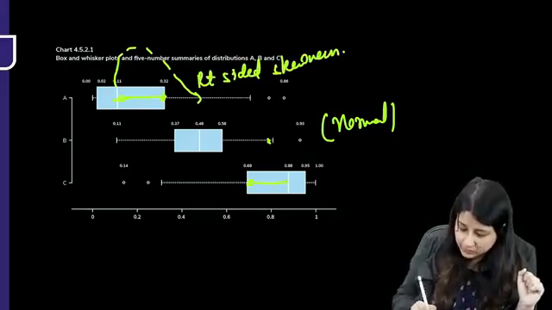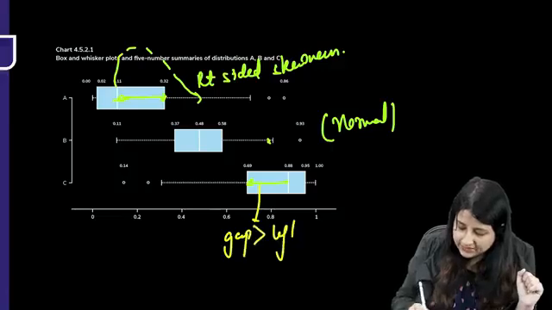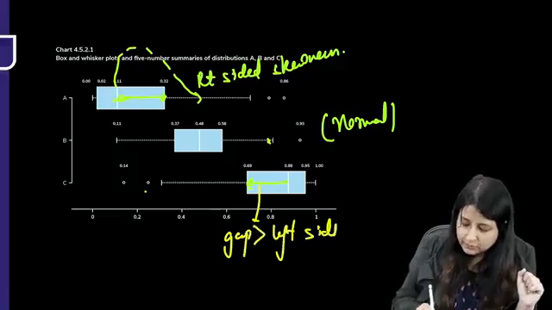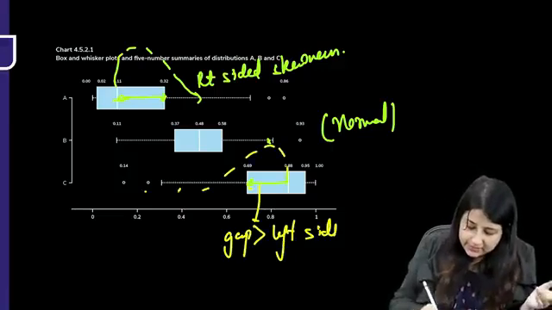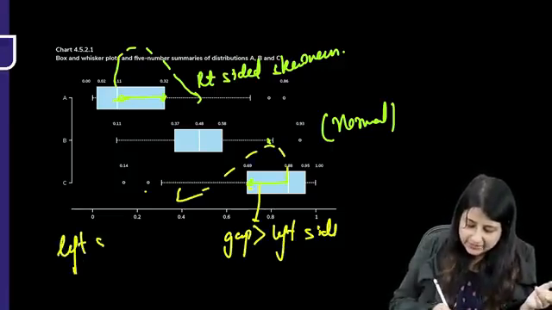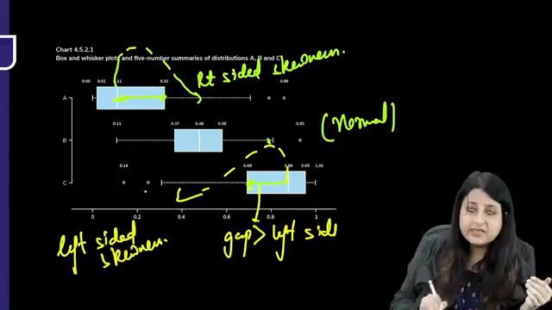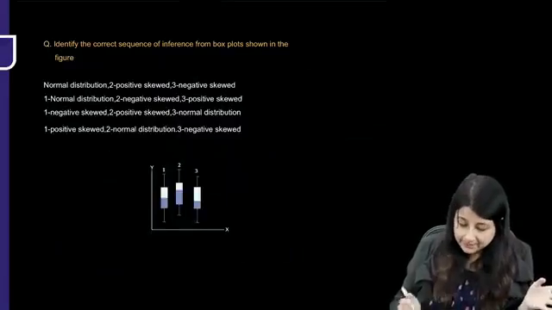Here, where is the gap more, everybody? The gap is more on the left side. You can also make it out by the whisker. Whisker is also longer on the left side. So here, what does it become? Like this. So this is what? Left-sided skewness. For left-sided skewness, mean is less than median is less than mode. Okay? So you can see.